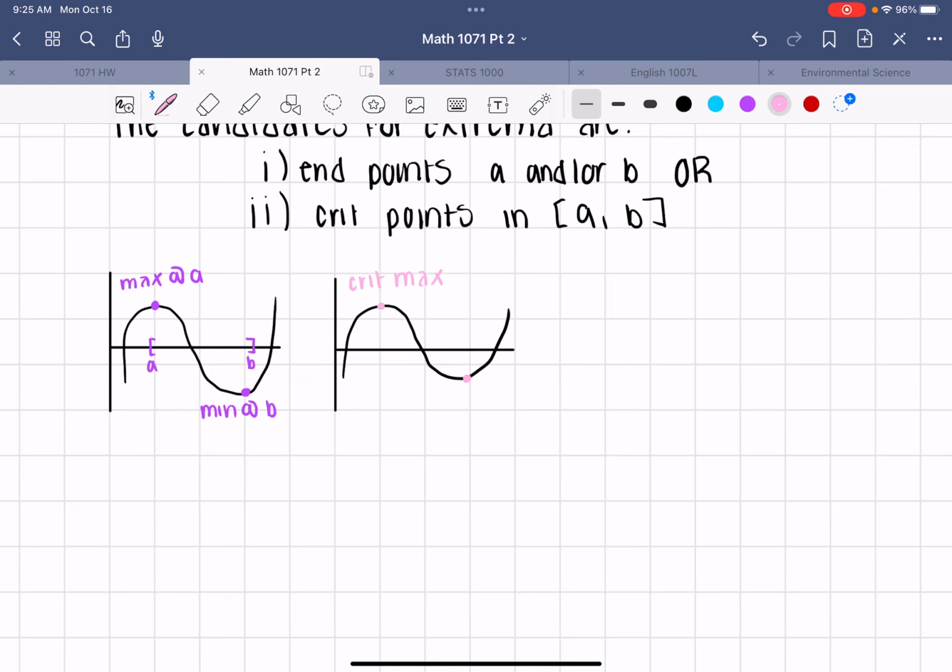So the good news is you don't have to graph these anymore. All you have to do is check out the candidates. Which is the largest, which is the smallest. And your candidates are your two endpoints and any critical points in the interval. Now, if the critical point's not in the interval, you don't care about it, because you're only looking at the interval. So let's take a look at some problems.